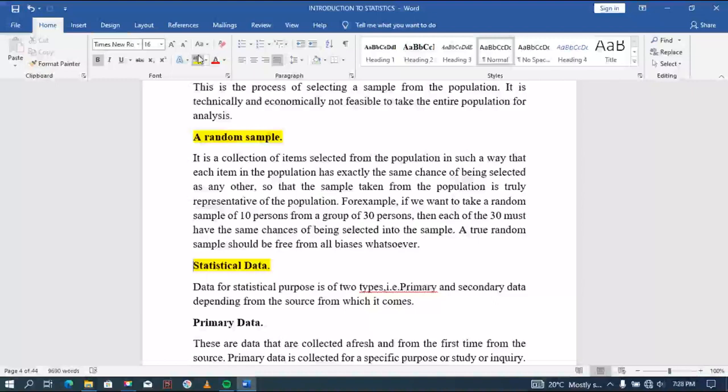Then we have statistical data. Data collected for statistical purposes is of two types. We do have primary data, and then we have secondary data, depending on the sources from which it was collected. Primary data refers to data that has been collected for the very first time. Secondary data is data that is being collected for the second time. Meaning someone may already have carried out research on the problem and got some findings.